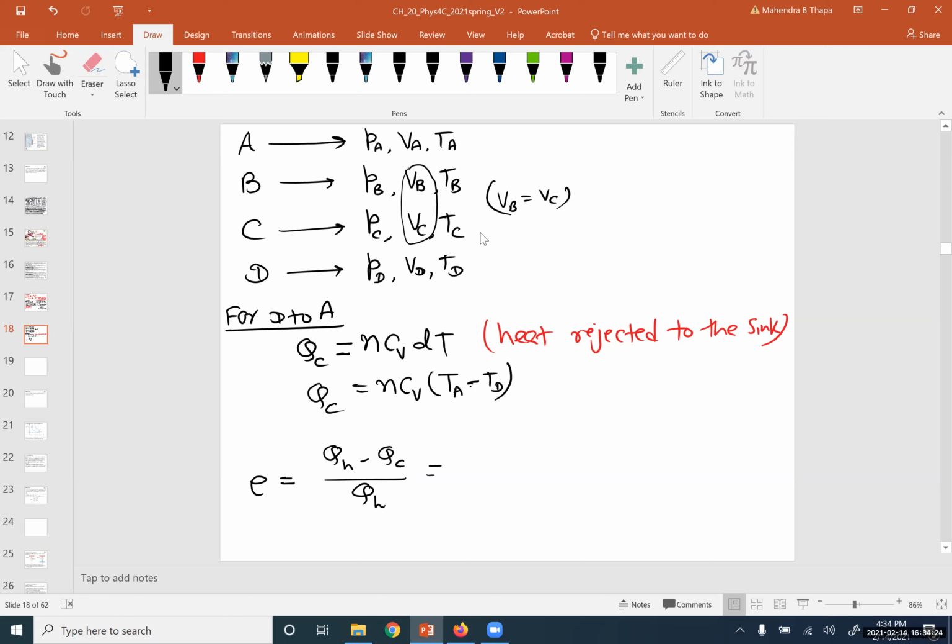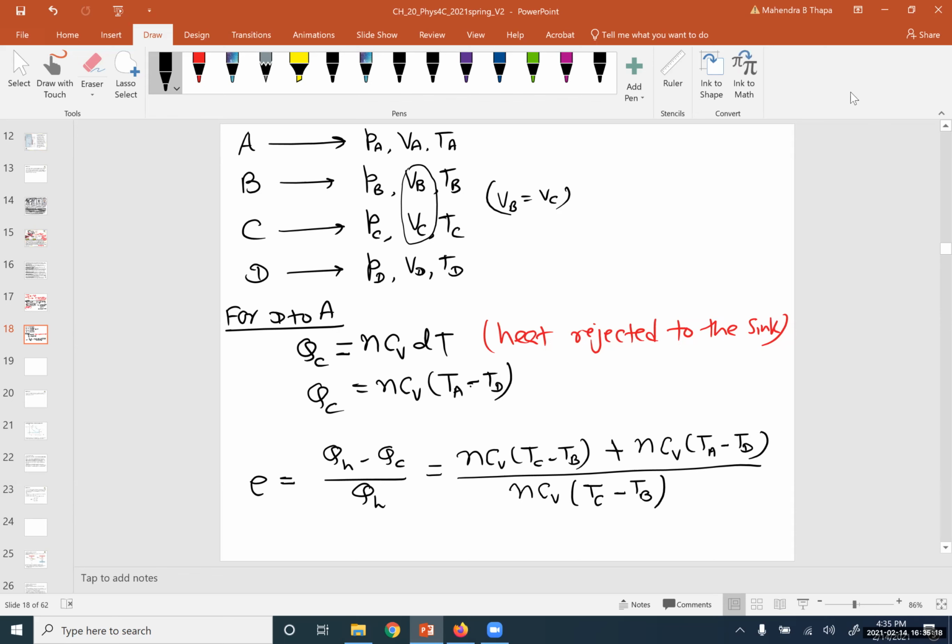Just plug those values, so we get N CV times TC minus TB, plus N CV times TA minus TD, over N CV times TC minus TB.